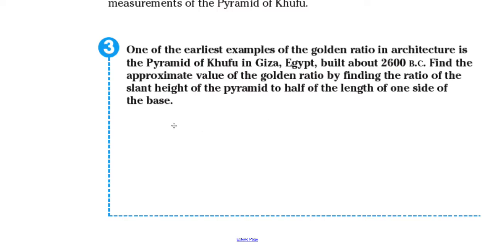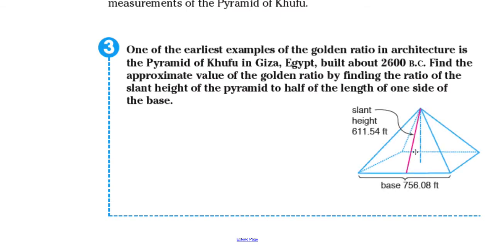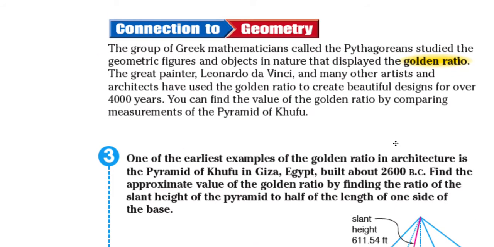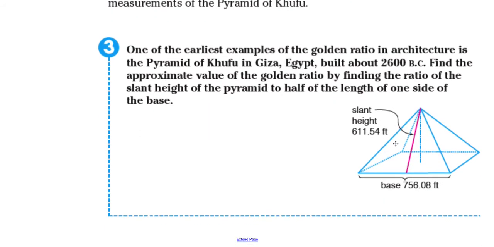Find the approximate value of the golden ratio by finding the ratio of the slant height of the pyramid to half of the length of one side of the base. And this is the slant height of the pyramid.